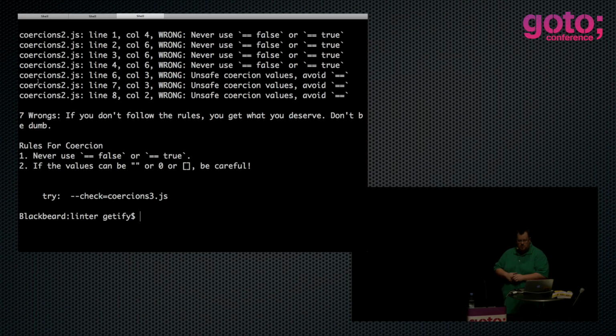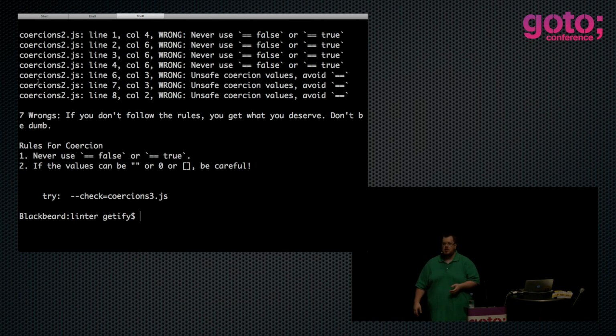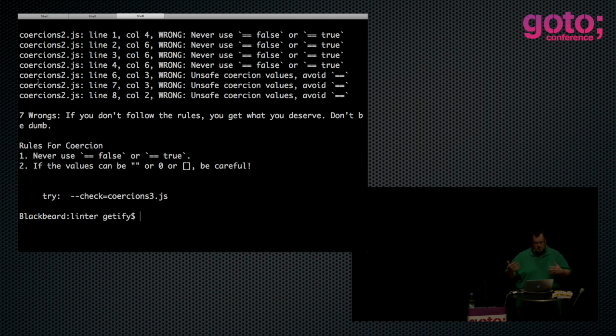So basically, if you don't follow the rules, you get what you deserve. Don't be dumb. The rules are, rule number 1, never use double equals true or double equals false. And rule number 2, if the values can be empty string, 0, or array, you should be careful. You should probably avoid using the double equals. So reason about your code and decide, is it possible for the values in my comparisons to ever be empty string, 0, or empty array?